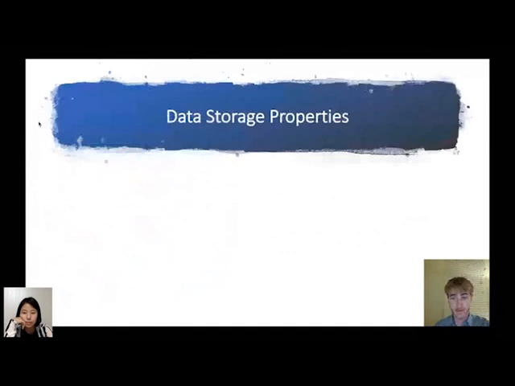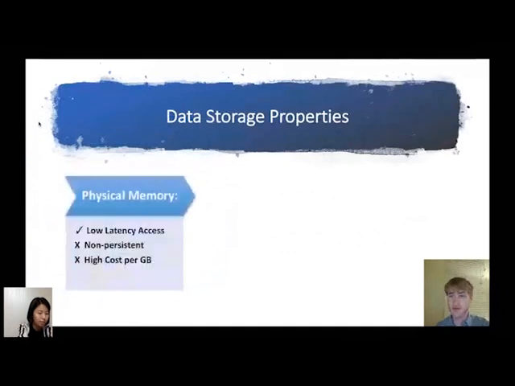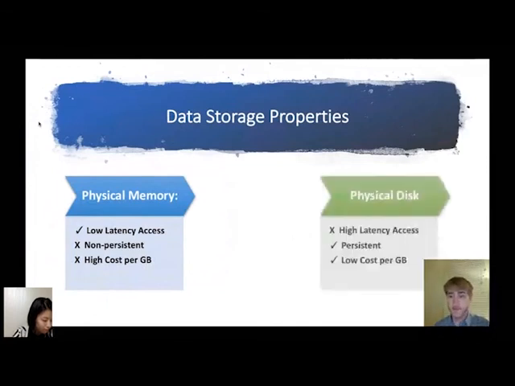So now we know a little bit about the RAM differences. Let's talk about actual data stored properties. So we have physical memory, which is real RAM. This has the low latency access, but it's not persistent, and as we know, it's a high cost per gigabyte.